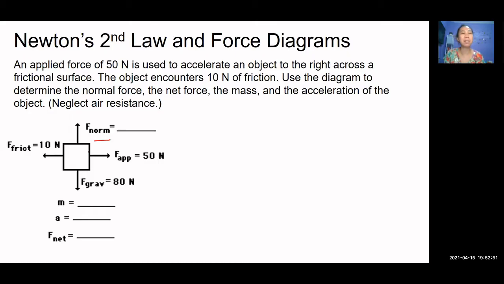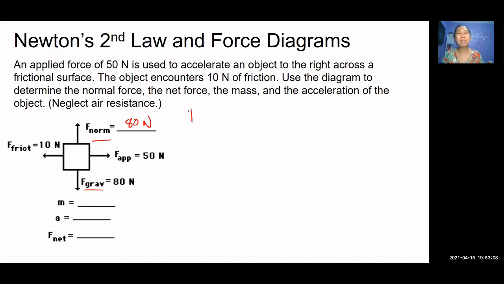Ito yung normal force and yung gravitational force. So since balance sila, that means same lang sila ng value. Kaya yung gravitational force natin na 80 newtons, yan din yung value ng normal force natin. 80 newtons din siya. Okay, next, solve naman natin yung net force.